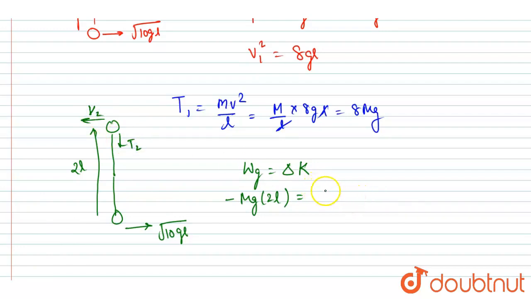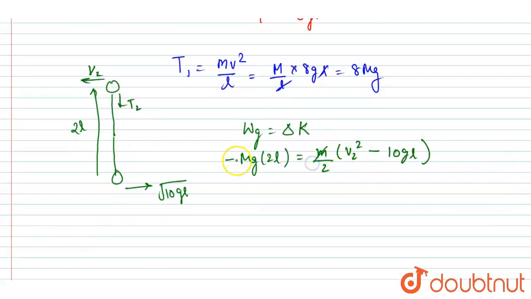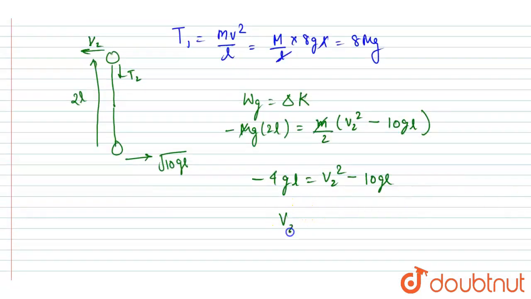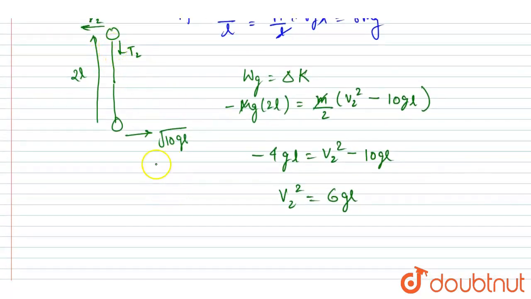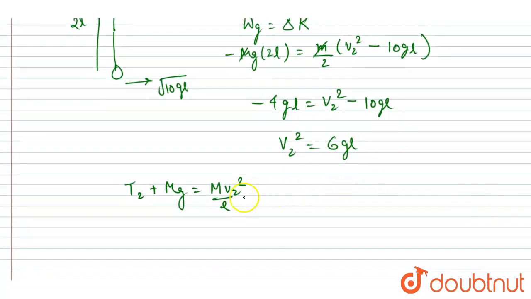So I will write kinetic energy final minus initial. The final velocity is v2, initially it is under root 10 gL. So you can cancel out this m, and you will get minus 4 gL is equal to v2 square minus 10 gL. Simple. So from here you will get v2 square is equal to 6 gL, right? Now we want the tension T2. Here the mg and T2 both will act in downward direction and both will act as the centripetal force. The summation of both will act as the centripetal force.